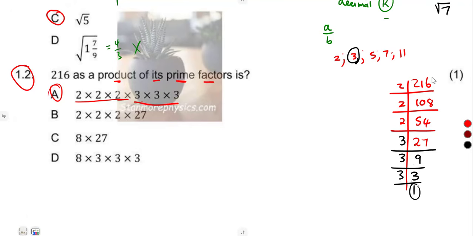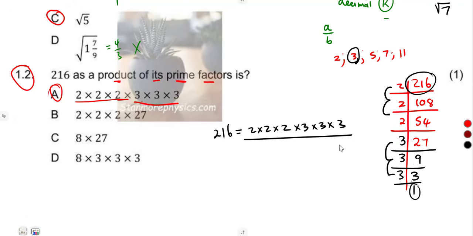So this is 216, which is a product of 2 times 2 times 2, and we have 3 and 3 and 3, so that's times 3 times 3 times 3. This is exactly the same thing. So you could have used a calculator, or you can use the ladder diagram to simplify that.